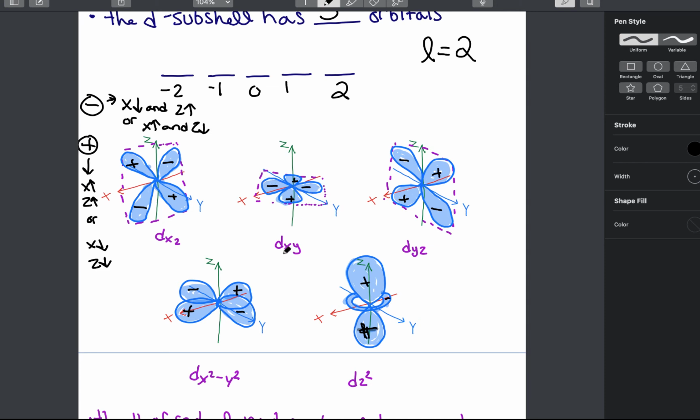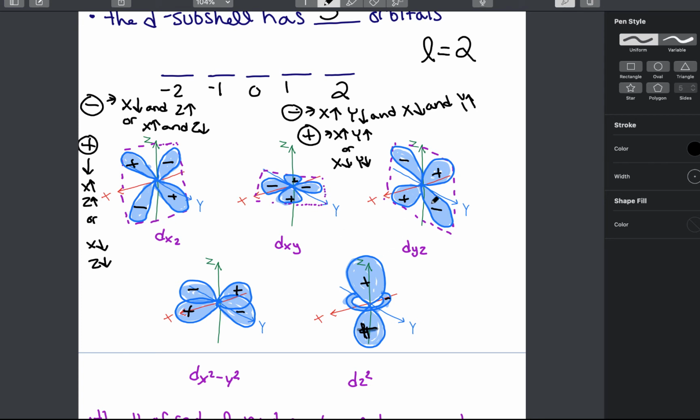So you use the same rules that we used for the dxz orbital in order to determine whether a side is positive or negative. So if it's negative, x increases and y decreases. For a positive, you can have x increasing and y increasing, or x decreasing and y decreasing. And also for negative, you can have x decreasing and y increasing. So that's how you label that as well.